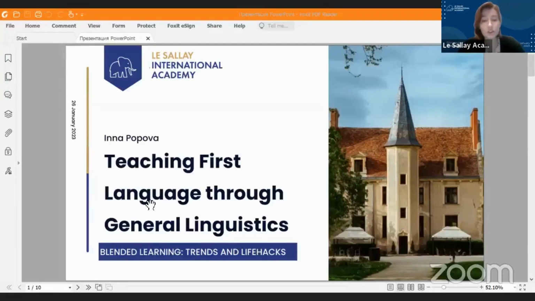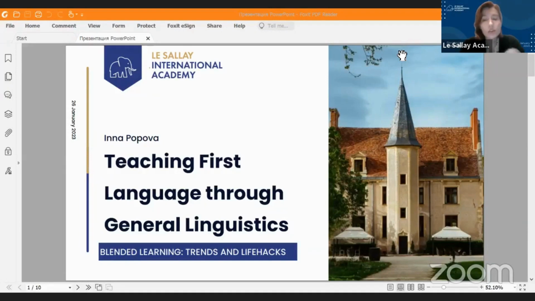Our next speaker is Inna Popova, who has a background in linguistics, and she's also a teacher of languages. She completed the doctoral program at the Institute for Linguistic Studies. She taught Latin, English, German, and Russian. And now she's teaching linguistics at Sallay Dialogue, which is the school under the Sallay umbrella.